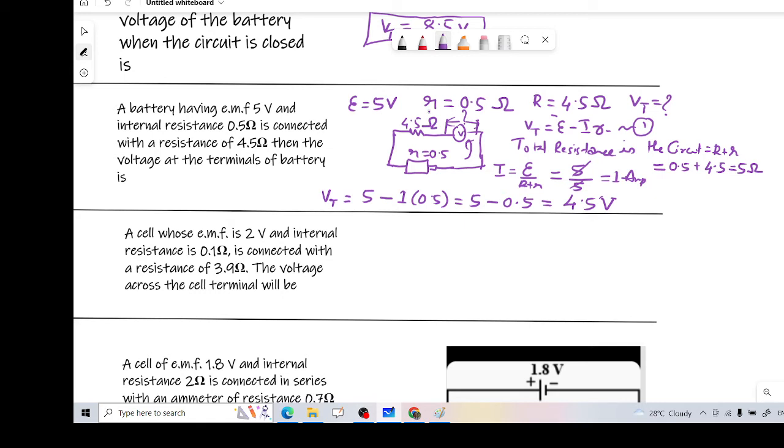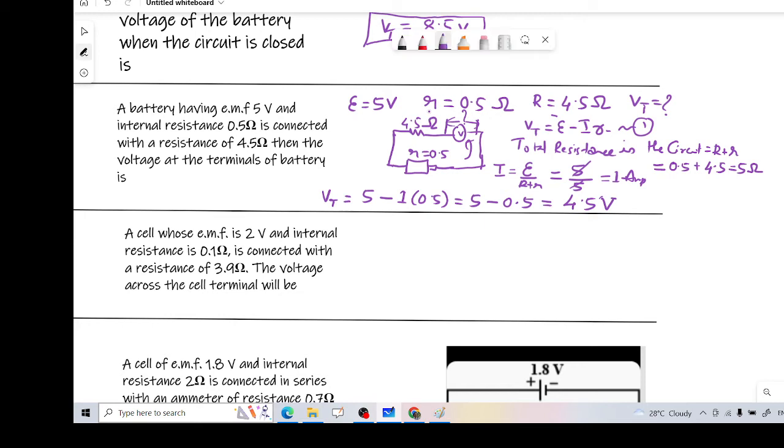So I equals E by R, so we found that 1 ampere current is flowing in this circuit. We found its value, and then we substituted it in our main equation. So Vt is equal to 5 minus 1 into 0.5. So 1 multiplied with 0.5 is 0.5, and 5 minus 0.5, what we got is 4.5 volt. So this is also a simple problem.